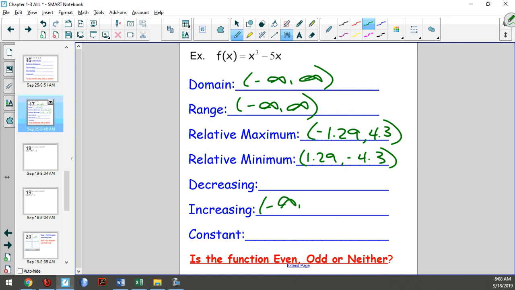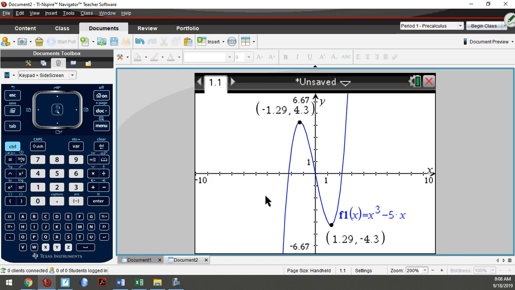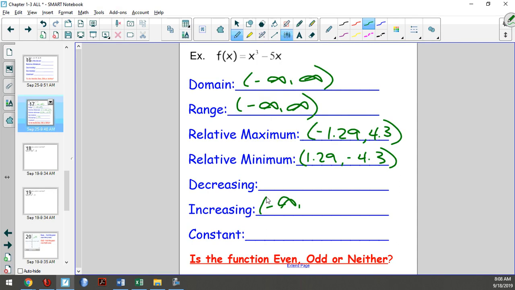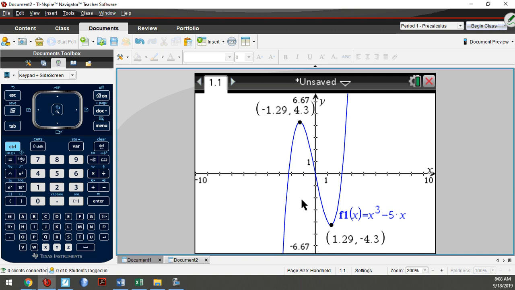And where do I stop increasing? At what x value do I stop increasing? I'm going to stop increasing whenever I get to the top of this mountain right here at negative 1.29 x value, correct? So I come over here and I'm going to stop increasing at negative 1.29. Then what happens at negative 1.29? It starts to decrease and it goes down the mountain until what valley point?